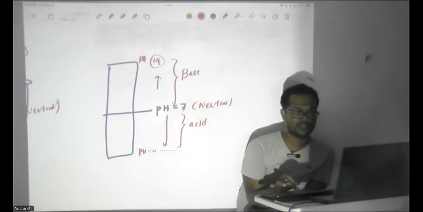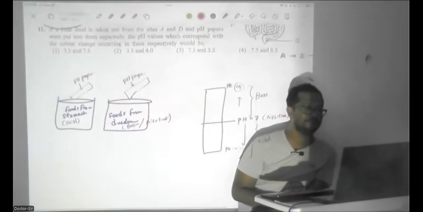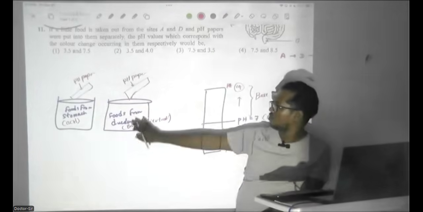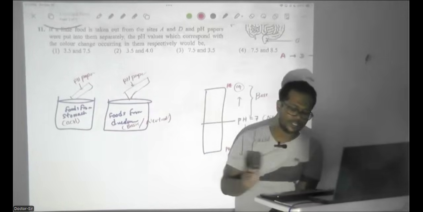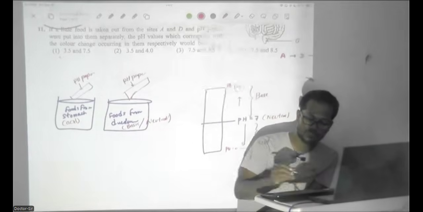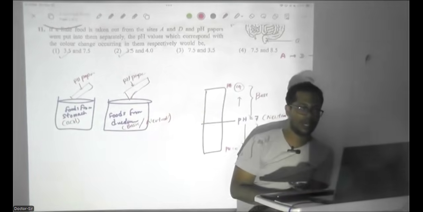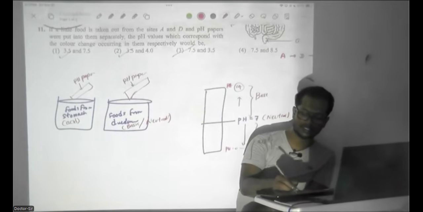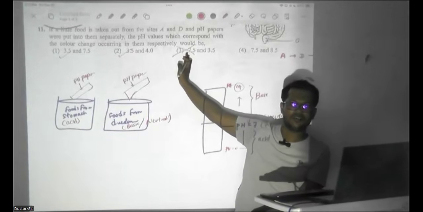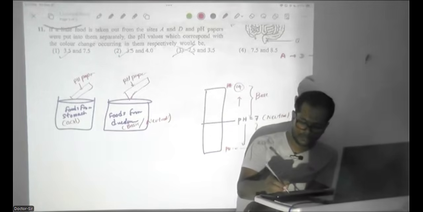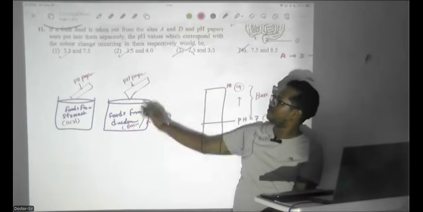Now look at this. What about the stomach contents? They are acidic, so definitely below 7. So the first answer, 3.5, okay. The second answer, 3.5, okay, that is the acid one. But the third answer, 7.5, does not match, so it is a basic pH. The fourth answer does not match. Now we look at the remaining 1 and 2.